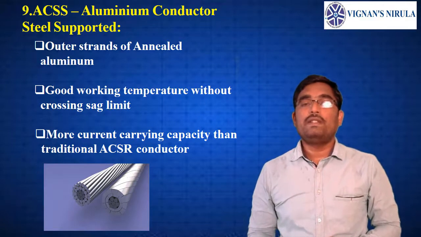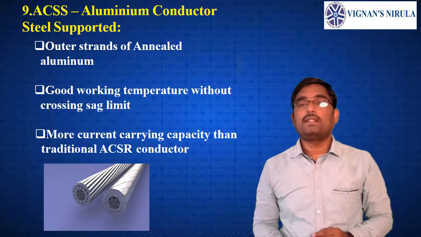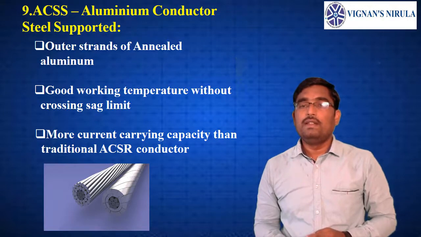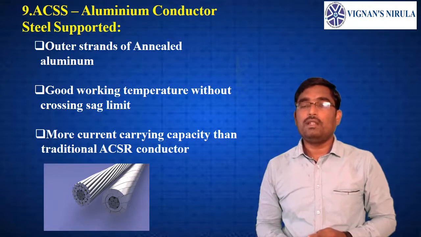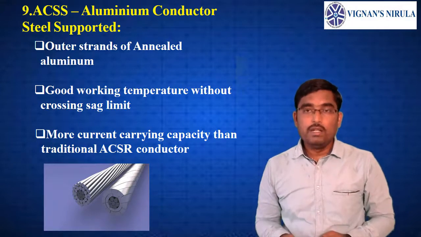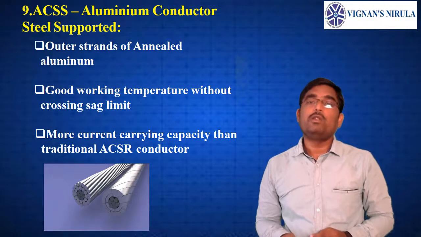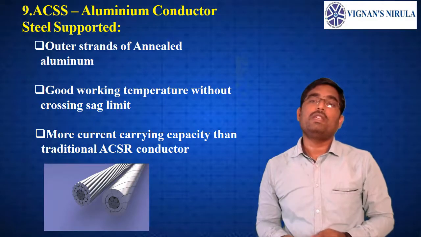Next to ACSR is ACSS, aluminum conductor steel supported. Same as the ACSR conductor, here also the central core is made up of steel. Surrounding the steel core, we have aluminum strands. But here, the outer aluminum strands are annealed aluminum. Here we will be using annealed aluminum.